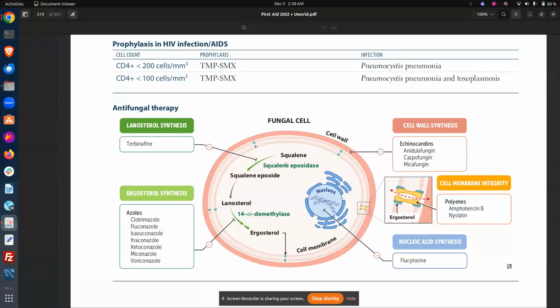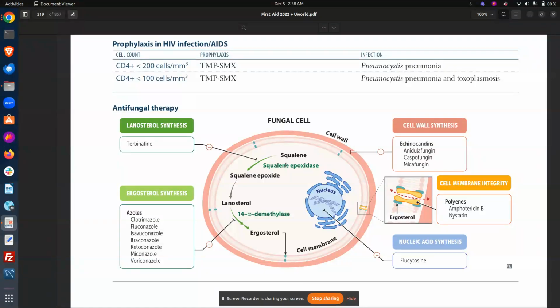So this lanosterol is converted by the enzyme 14 alpha demethylase into ergosterol. And ergosterol, which is the final component, is part of the fungal cell membrane. So, directly or indirectly, some of the antifungal drugs inhibit or affect ergosterol, which is the component of the fungal cell membrane. So, they affect the structure of the fungal cell membrane. Okay, so first we will start with terbinafine.